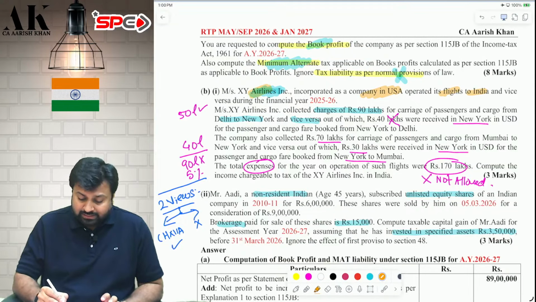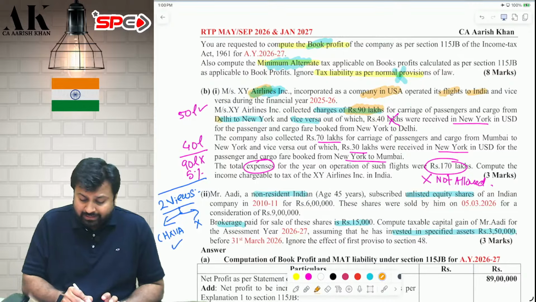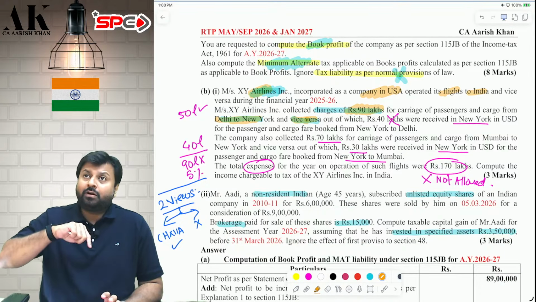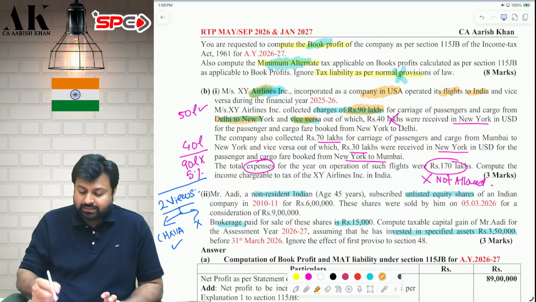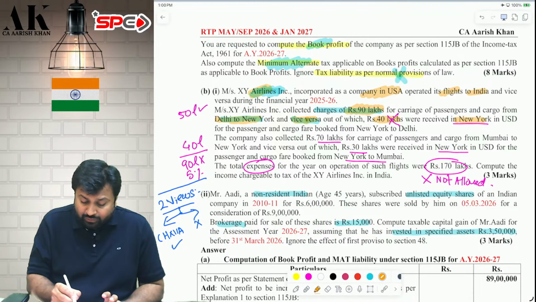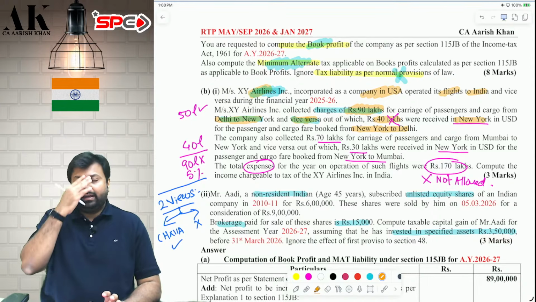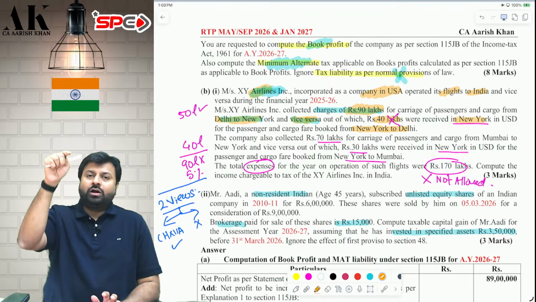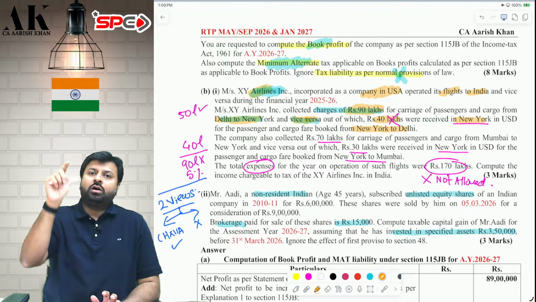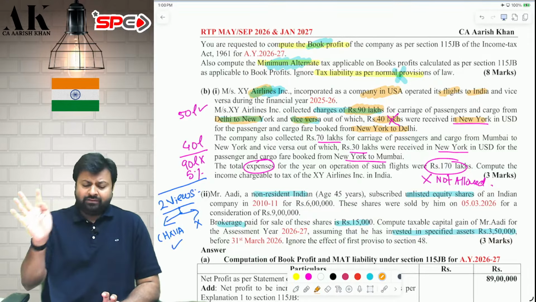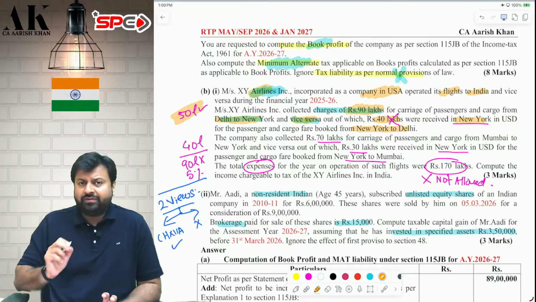Now, they are first of all earning 90 lakh rupees for carriage of passenger from Delhi to New York and vice versa. Delhi to New York, New York to Delhi, total 90 lakh. But out of that 90 lakh, 40 lakh is received in New York for passenger from New York to Delhi. So out of 90 lakh, 40 lakh is from New York, therefore it is accrued outside India, and it is also received in New York, therefore it is received outside India. Therefore, out of 90 lakh, 40 lakh will not be subject to tax, only 50 lakh will be subject to tax.